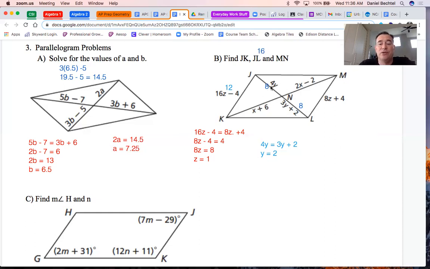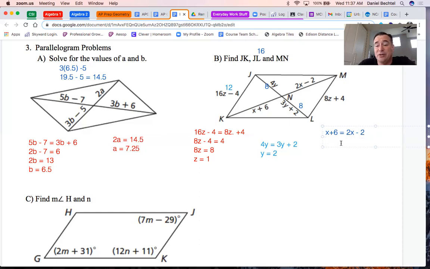All right, so now we've used this to find our y's. We have used this to find our z's. Let's find our x's. We're dealing with the same issue here where it's bisected. So I can tell you that the x plus 6 on the left-hand side is going to equal that 2x minus 2 on the right-hand side.